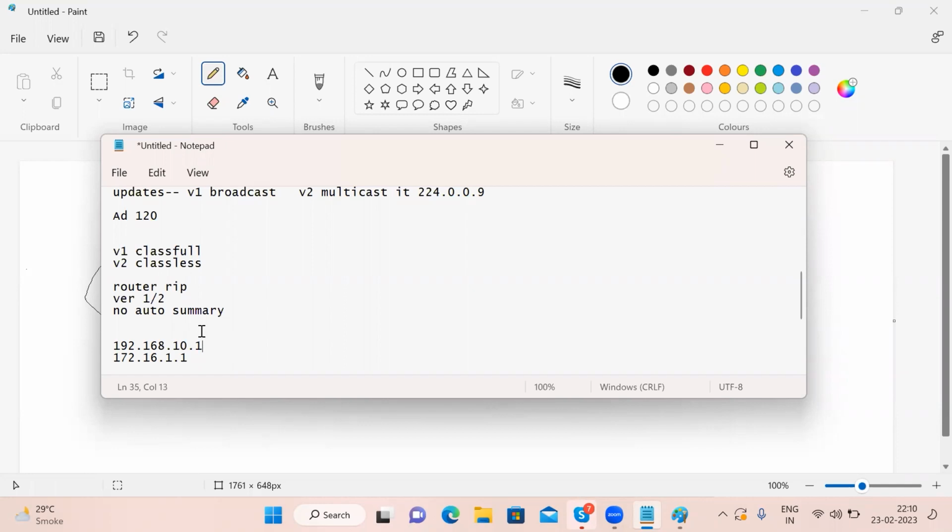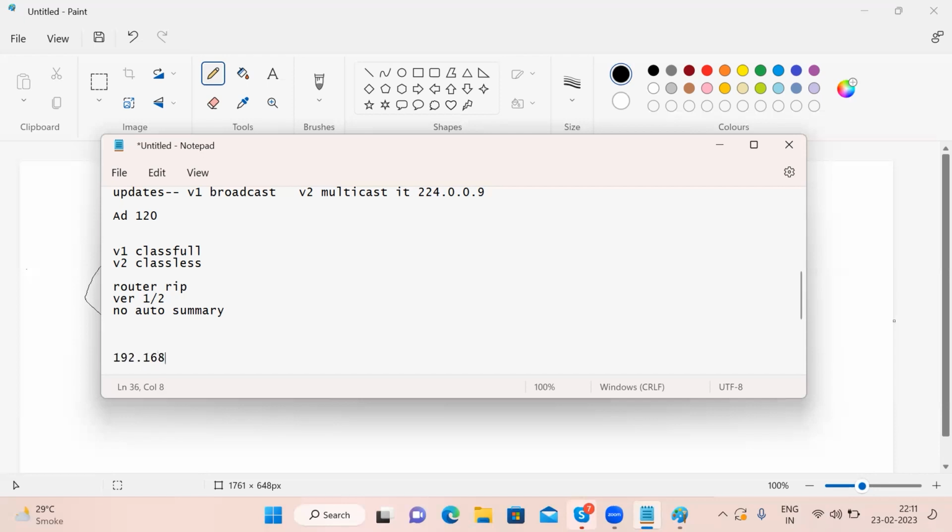So what exactly does summarization say? Summarization says bundling of one or more similar networks and advertising as a single network. Advertising as a single network is known as summarization. Bundling of one or more similar networks. Similar in the sense of, see, let me explain.